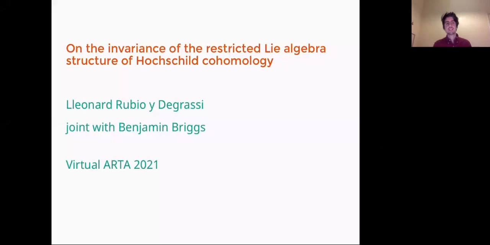Hi, my name is Leonard, and I'll be talking about the invariance of the restricted Lie algebra structure of Hochschild cohomology. This is joint work with Benjamin Briggs, who is also giving a talk at this conference. So if you're interested in this topic, and if you want to learn some applications of some of the results that I'll be presenting now, you should definitely check out his talk.